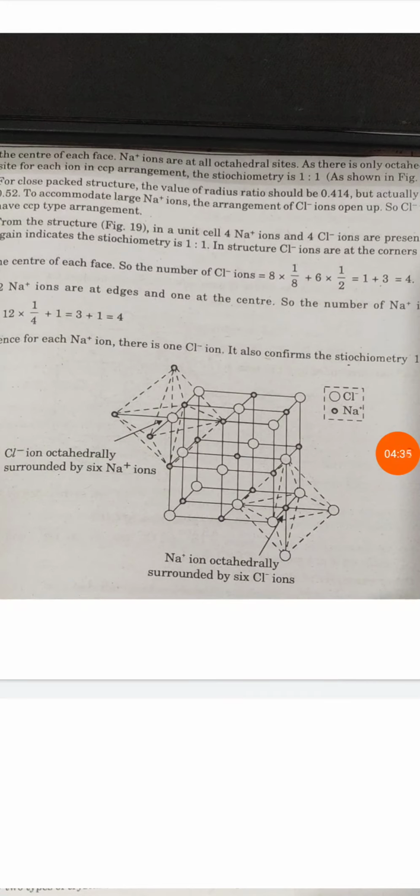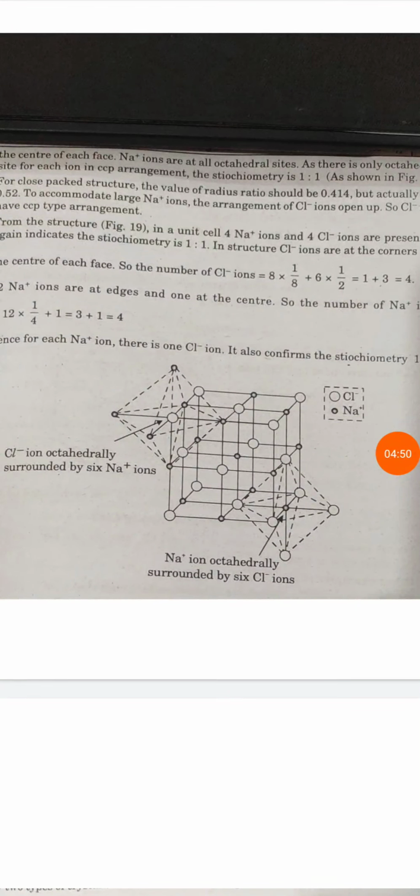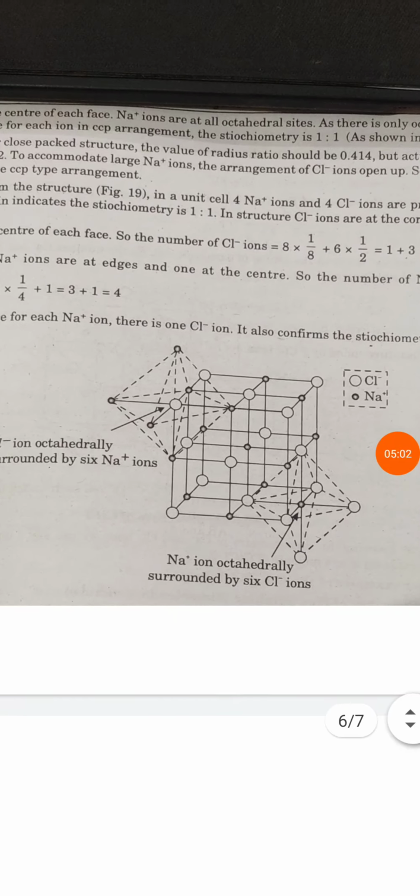12 Na+ ions are at the edges and 1 at the center. So the number of sodium ions is 12 multiplied by 1/4, because each is shared by 4 cubes, plus 1 which is in the center, so total sodium ions are 3 plus 1, that is 4. Hence, for each sodium ion there is 1 chloride ion. It also comes from the stoichiometry 1:1, as we have seen in the structure of NaCl.